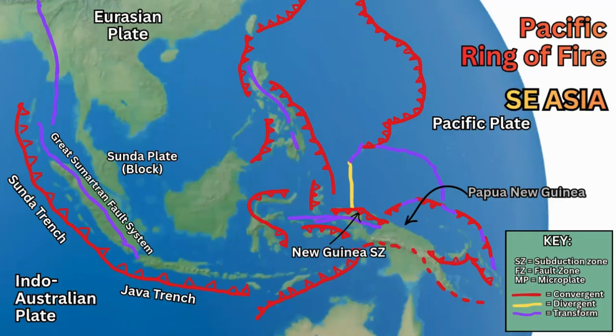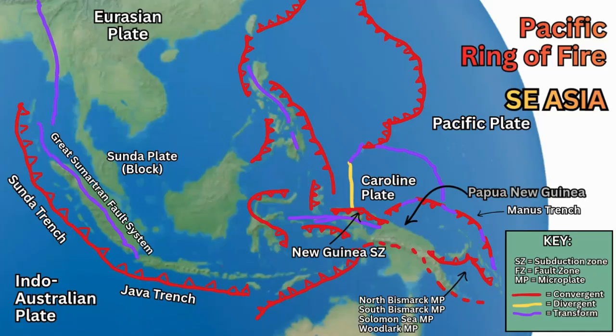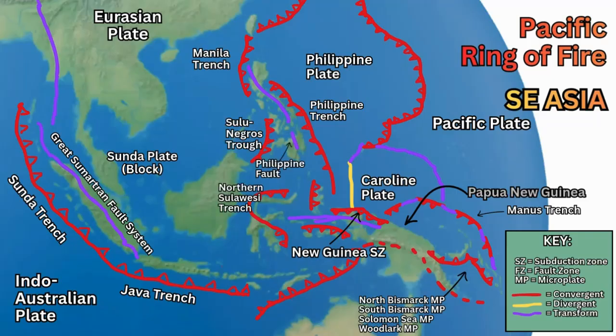Then we have the Manus Trench, which is west of the New Guinea Trench, just north of Papua New Guinea, and north of the North Bismarck Plate, the minor plate, and with the Caroline Plate, which is part of the Pacific Plate, converging and creating a boundary with the Philippine Oceanic Plate. And to the east of this is the Philippine Trench, which goes along the coastline of the Philippines and into the Manila Trench to the north alongside the west coast of Luzon.